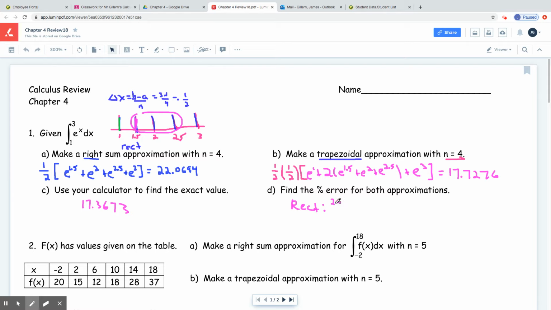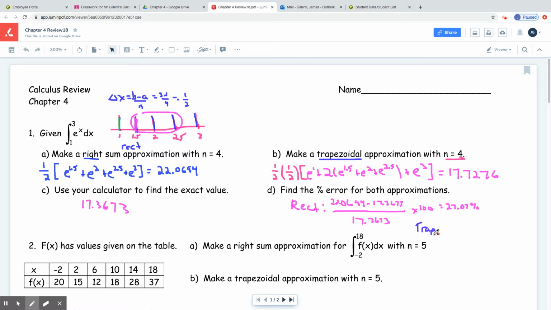So 22.0694 minus 17.3673, and we divide by the actual 17.3673, and then multiply that by 100, and that is your percent. All right. So you get a percent error of like 27.07%.